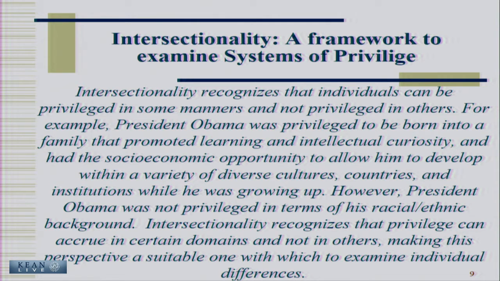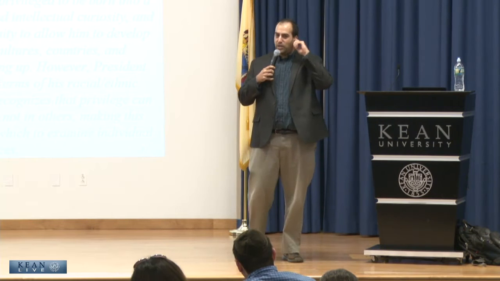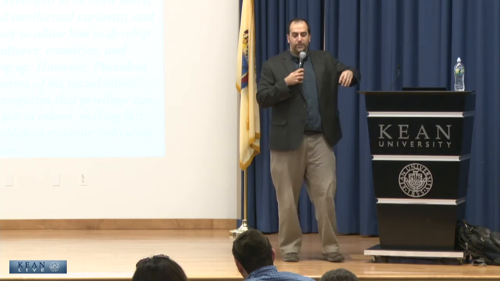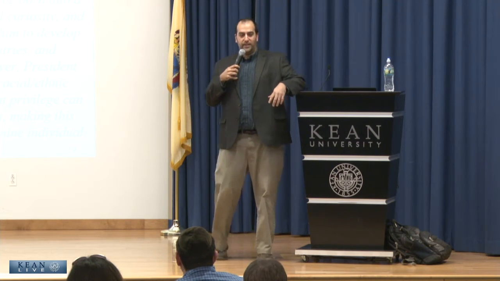Intersectionality recognizes that privilege can accrue in certain domains and not in others, making this perspective a suitable one to examine individual differences. Right? So what this perspective says is that there are certain areas that people are privileged, certain areas that people are not privileged in. And it tries to look at the person as a distinct whole instead of just trying to look at one or two different areas. So this is a framework that came up in women's studies in the 90s as a way to articulate gender differences and so forth. And it's gotten a little bit wider use. Not so much in psychology quite yet, but I think it's starting to permeate in there as well.